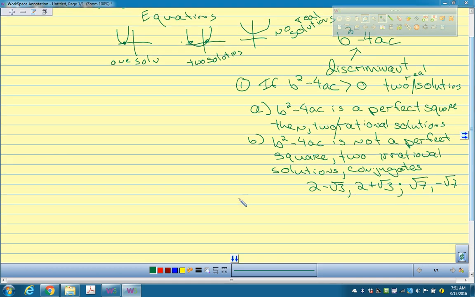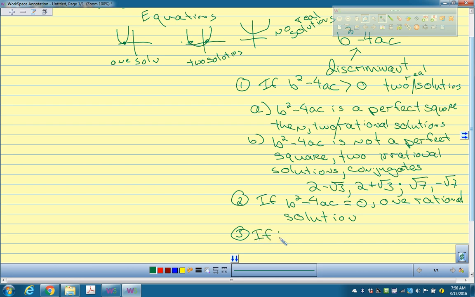The next situation, situation 2: if b squared minus 4ac is equal to 0, like we just found in the opener, how many solutions do I have? You have one rational solution. And again, rational means it could be expressed as a fraction or an integer. One rational solution.